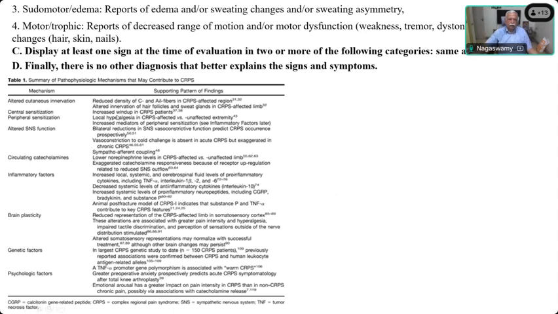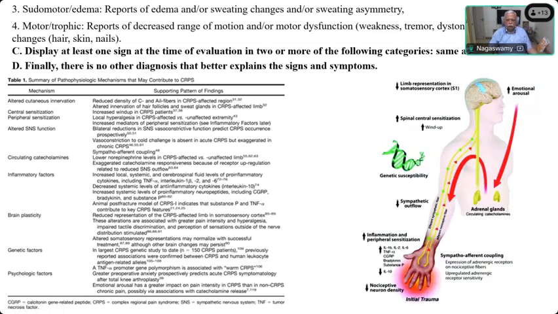The summary of the pathophysiology and mechanism: altered cutaneous innervation leads to central and peripheral sensitization, which leads to altered SNS function, with alteration in the catecholamine level, lower norepinephrine versus the unaffected limb. Then inflammatory factors, brain plasticity, genetic factors, and psychological factors. So all these are the mechanisms, and this picture again shows how all these mechanisms work together to produce this chronic pain condition.